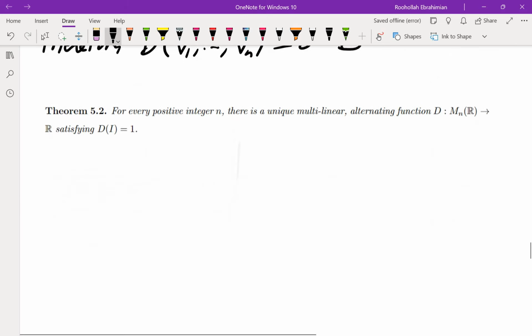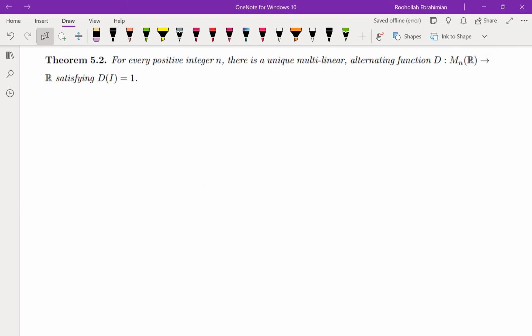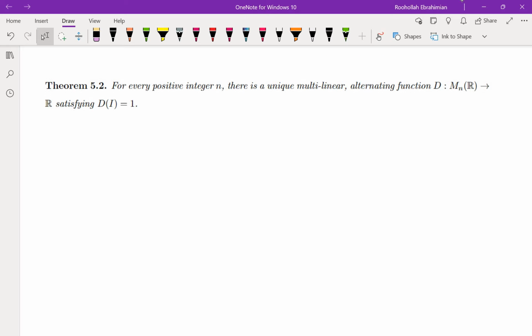Okay, so next we're going to talk about this very important theorem. This is an extremely important theorem. We'll talk about this, and I won't really be able to provide a complete proof. There is some portion of it that is a little bit more difficult than the rest, but I will be able to tell you the main ideas. For every positive integer n, there is a unique multilinear function d from Mn(R) to R satisfying this. Okay, first of all, we have done this theorem for n equals 2.